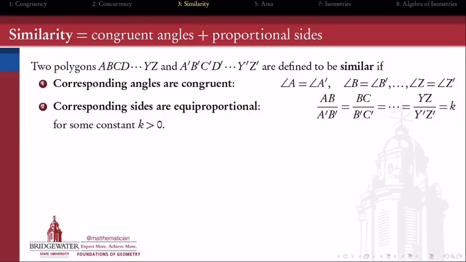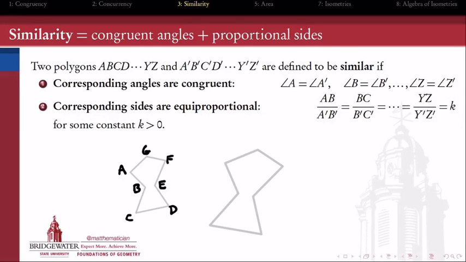So to unpack that a little bit, say I have these two polygons, and I'd like to define what it means for them to be similar. These are seven-sided, so they're heptagons. I'm going to label the first one with vertices A, B, C, D, E, F, and G, and the second with vertices A prime, B prime, and so on up to G prime. I've set it up so that each vertex in the figure on the left corresponds to its primed vertex on the right. So A and A prime are corresponding, B and B prime are corresponding, and so forth.